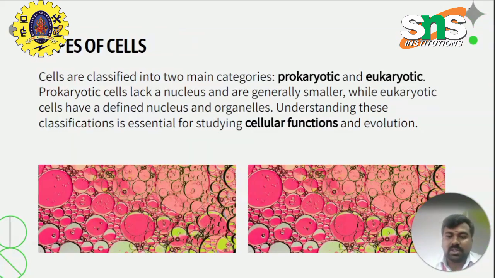Then comes the classification of cells. Cells are classified into two main categories: one is prokaryotic and the other is eukaryotic. Prokaryotic cells are generally smaller, while eukaryotic cells have a defined nucleus and organelles. In a prokaryotic cell, there is a false nucleus. Understanding this classification is essential for studying cellular functions and evolution.